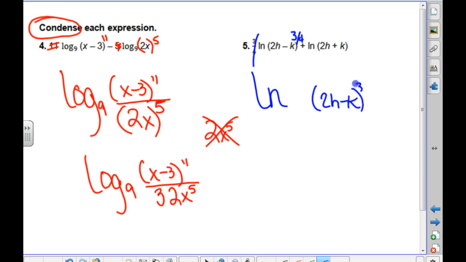Cube, yes. 4th root. There we go. And plus means? Multiplies, so we're taking the log of all of that mess.